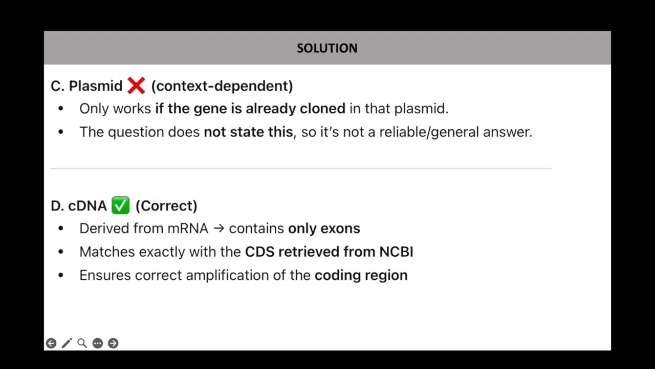And the cDNA sequence will match the exact sequence of the CDS which has been retrieved from the NCBI. So cDNA will be the correct template to ensure the amplification of our coding region that has been retrieved from NCBI.